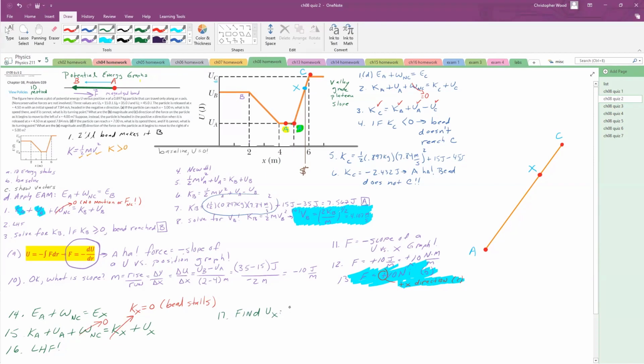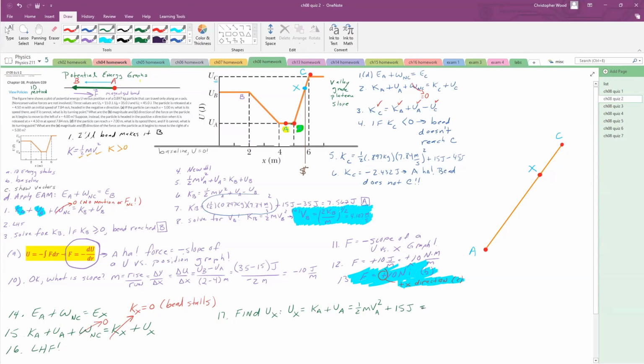Ready? U sub x is equal to Ka plus UA. And I guess that's it. Look how easy this is. So I'm just going to write it right in here now. Ka is 1/2 m vA squared. Subscripts are really important. Plus UA, and UA is 15 joules. Okay. And this is it.